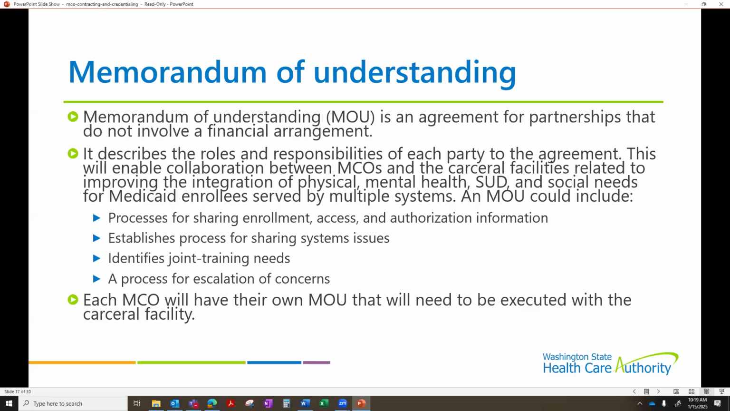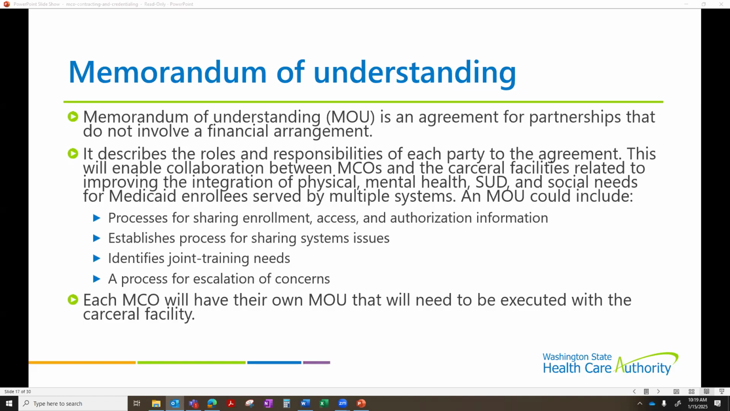It describes the roles and responsibilities of each party in the agreement, and this helps us collaborate with you and work with the carceral facilities to improve integration of physical, mental health, SUD, and social needs for all of the Medicaid enrollees. Some of the things that an MOU could include are processes for sharing enrollment, access, authorizations, eligibility, different things like that. It also talks about how we're going to share systems issues with each other, and identify system issues together and address them.